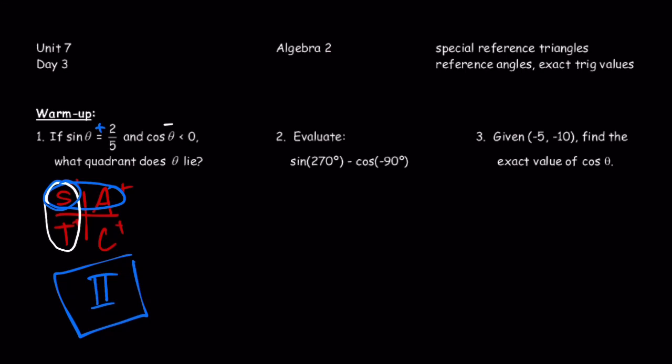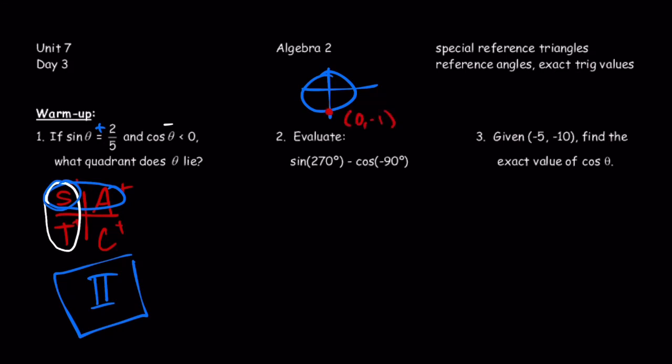Question number 2 wants us to evaluate sine of 270 degrees minus cosine of negative 90 degrees. For this, I'll be using the unit circle. I prefer the unit circle over the sine and cosine graphs, but you can use either one. First of all, 270 degrees, where is that located? Right here.